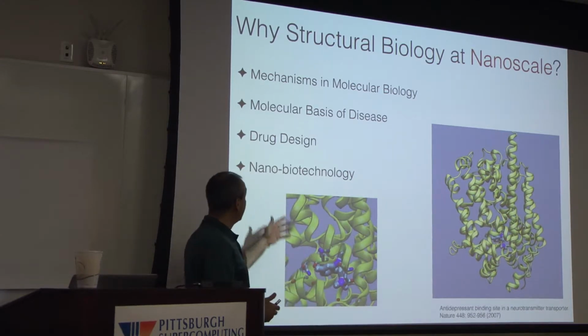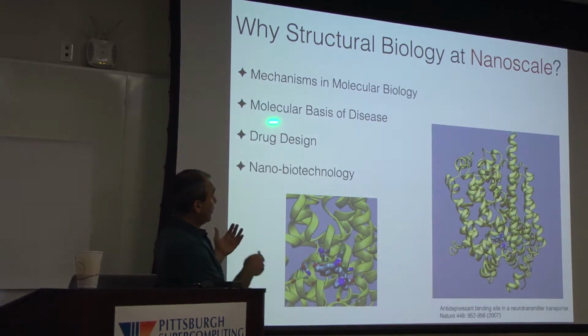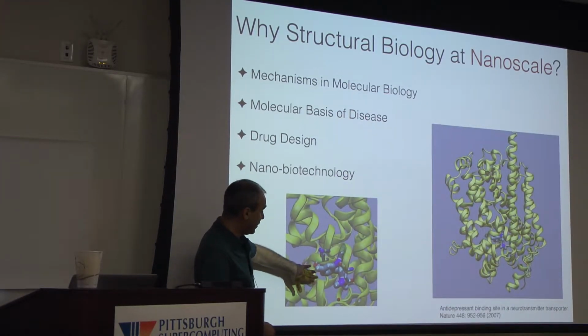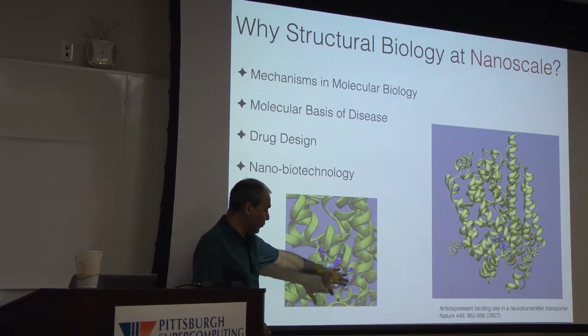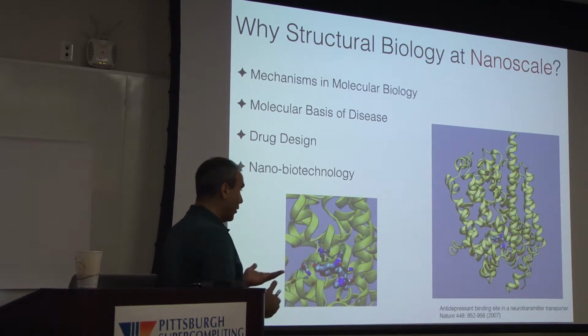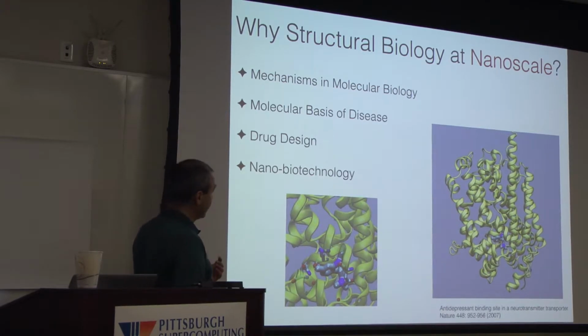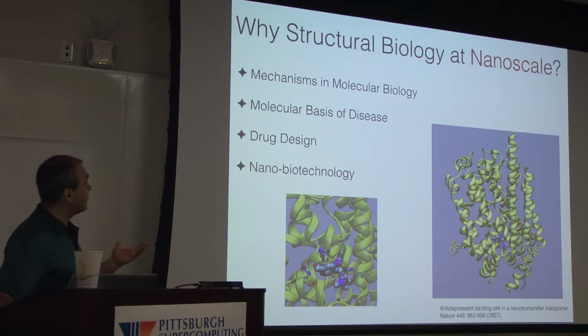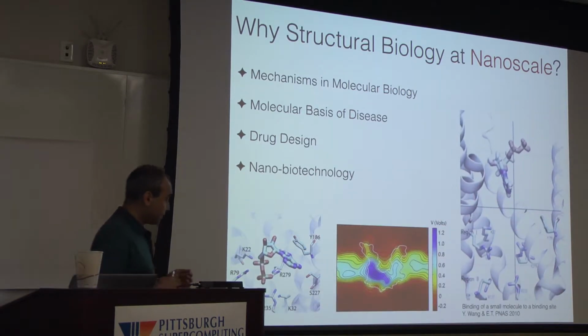That's an obvious drug design, molecular basis of disease. What happens if a mutation takes place here and then you become resistant to this type of drug? And how can you change the drug to also work on mutant species? So that's one example: drug design, pharmaceutics. So this is obviously one case.